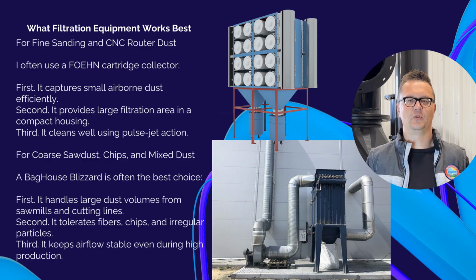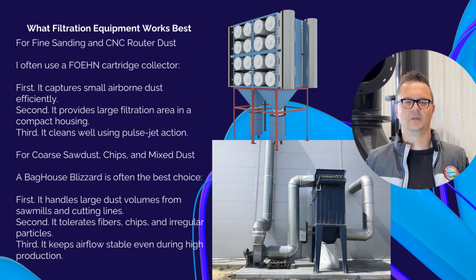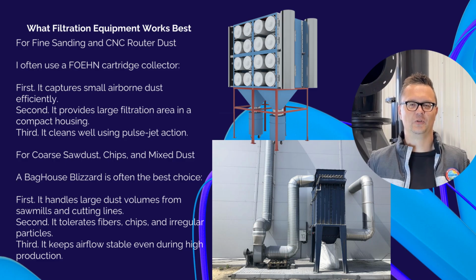What filtration equipment works best? Wood dust requires equipment matched to particle size and production rate. For fine sanding and CNC router dust, I often use a cartridge collector. First, it captures small airborne dust efficiently. Second, it provides large filtration area in a compact housing. Third, it cleans well using pulse jet action. For coarse sawdust, chips, and mixed dust, a baghouse is often the best choice. First, it handles large dust volumes from sawmills and cutting lines. Second, it tolerates fibers, chips, and irregular particles. Third, it keeps airflow stable even during high production.